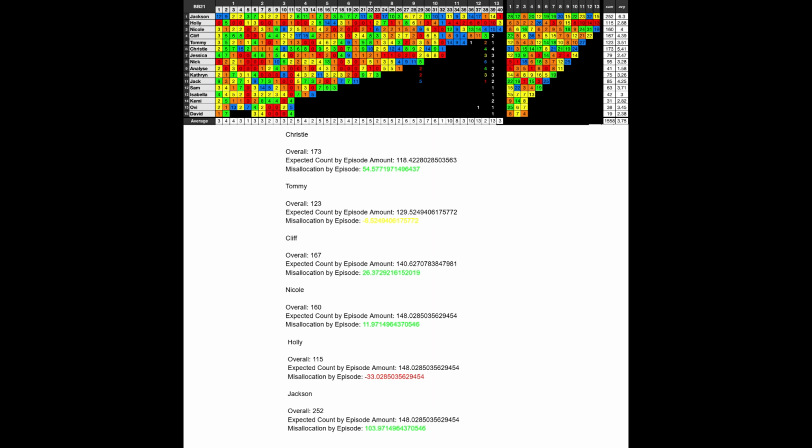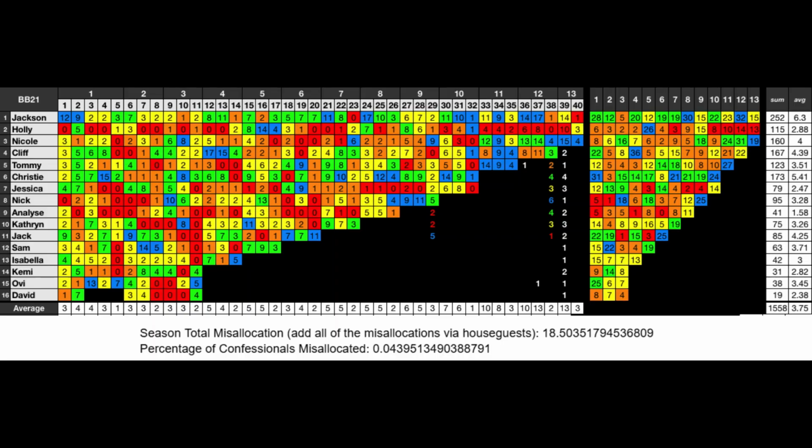Jackson got 252 diary rooms, and his expected count by episode amount is 148.02. This causes him to have a 103.97 misallocation amount. And based off the amount of people over the last few seasons that had roughly this amount of misallocation, they usually got runner-up. So the fact that he won clearly showed that production kind of got what they wanted with this one.